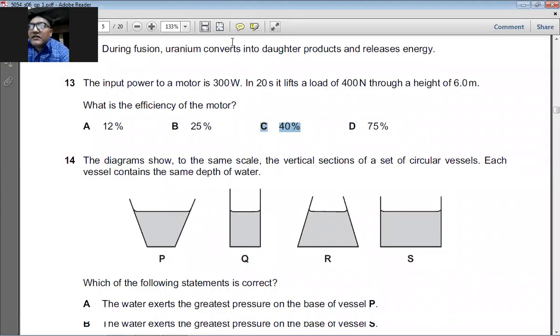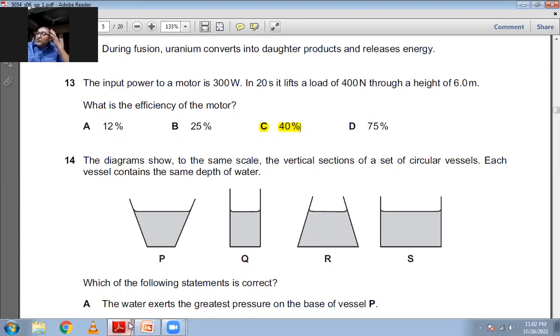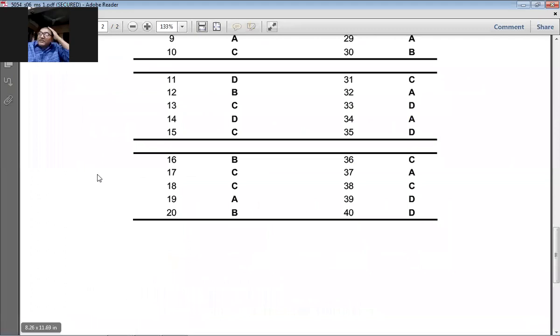40%. I think for question number 13, C is the right choice, 40%. I hope you understand, and let's check the marking scheme. Question number 13, C is the right choice.